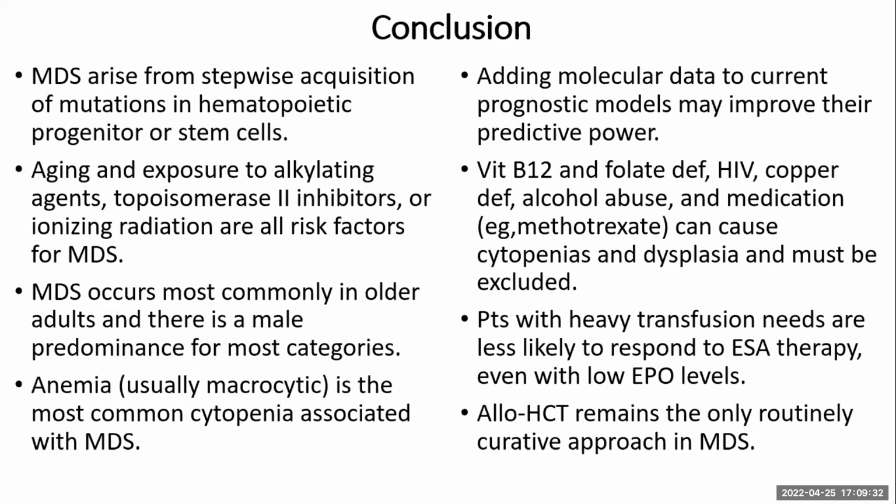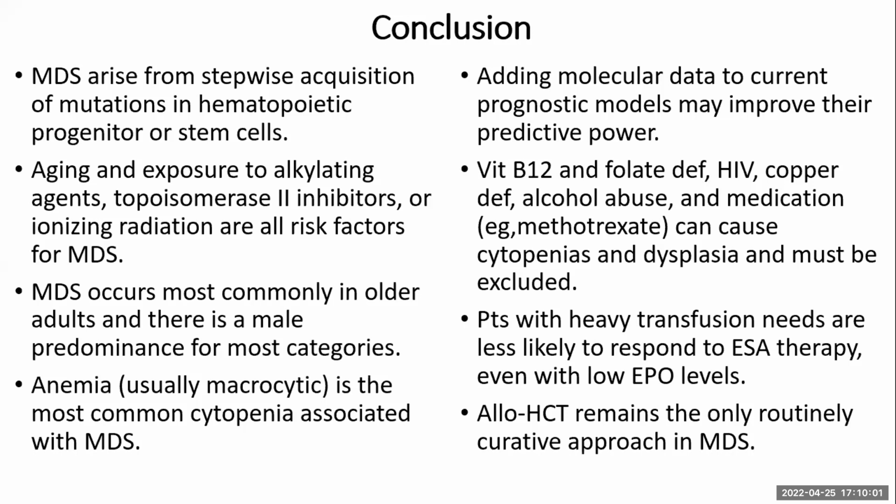And then in terms of my conclusion, MDS arises from a stepwise acquisition of mutations in hematopoietic progenitor or stem cells. Aging and exposure to alkylating agents and other chemotherapeutic agents are all risk factors. MDS occurs most commonly in older adults, and there is a male predominance for most categories, and anemia is the commonest cytopenia that you see. And then adding molecular data to prognostic models may improve their predictive power.